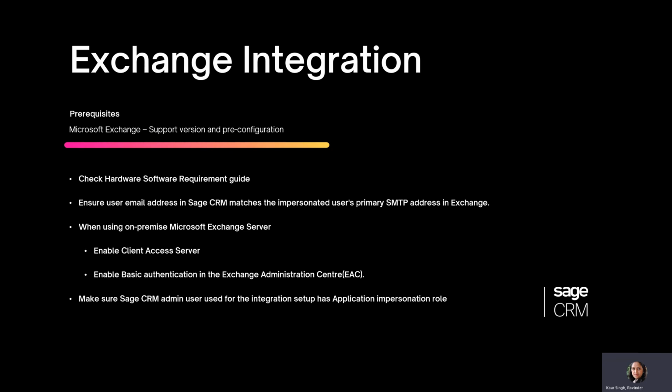Firstly, for your Sage CRM version and patch, make sure which Microsoft Exchange on premises or Office 365 versions and editions are supported. For more details, check the Hardware Software Requirement Guide to confirm the support matrix for your Sage CRM version. Once you have made sure your Microsoft Exchange is supported for your Sage CRM version and patch, there are certain configurations on the Microsoft Exchange server your administrator needs to make sure are configured. They are documented in the Sage CRM Administrator Guide in detail.